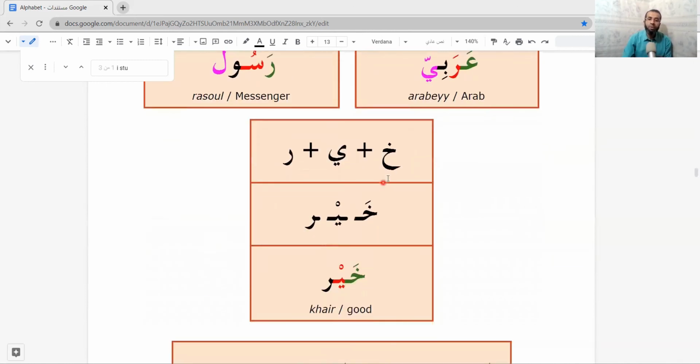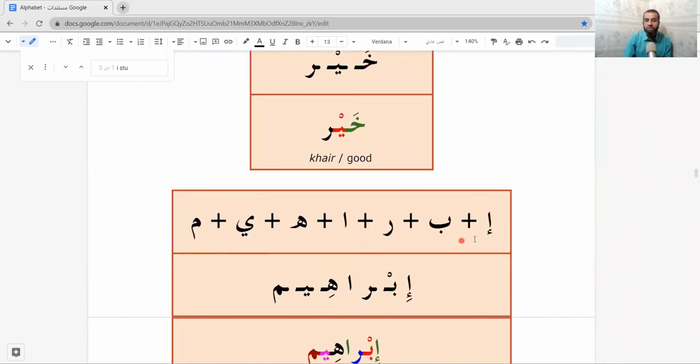A new word. What is this letter? It's Ha with a dot. What will it be? Yes, Kha. Kha with fatha, then Ya with sukoon, Khay, then Ra. Khair. Good.